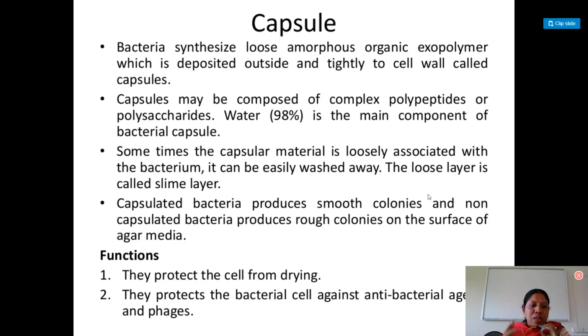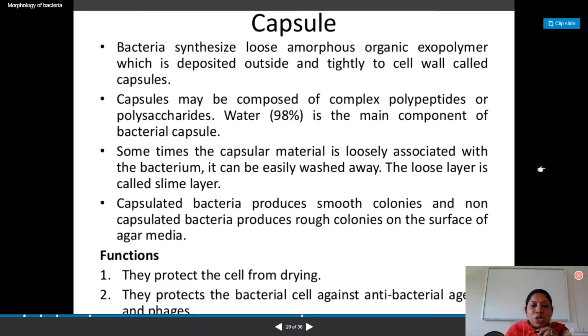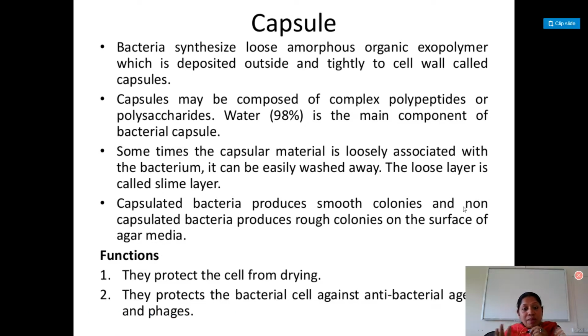98% is purely water. Sometimes the capsular material is so loosely present that it can be easily washed away with water. This loose layer, we call a slime layer. I am sure as a child you must have played with that slimy gel, no? Yes, exactly, the same appearance you will have. Now, capsulated bacteria produce smooth colonies and non-capsulated bacteria will produce rough colonies on the agar surface. Coming to the function, it protects the cell from drying because it is rich in water, so it gives all the nourishment to the well-grown bacterial cell. They protect the bacterial cell against antibacterial agents and help it against phagocytosis.